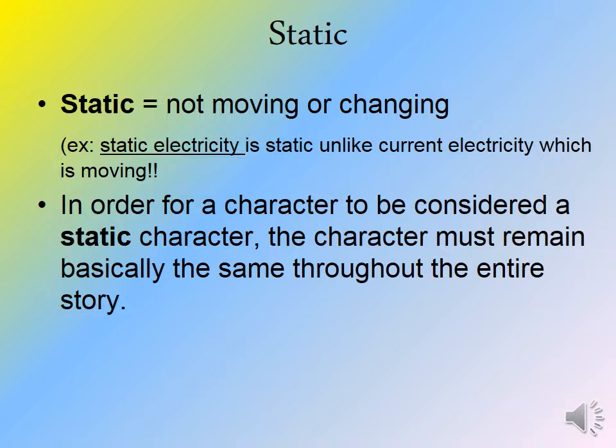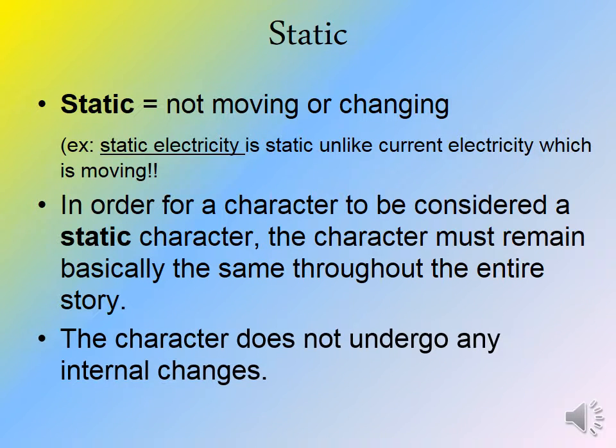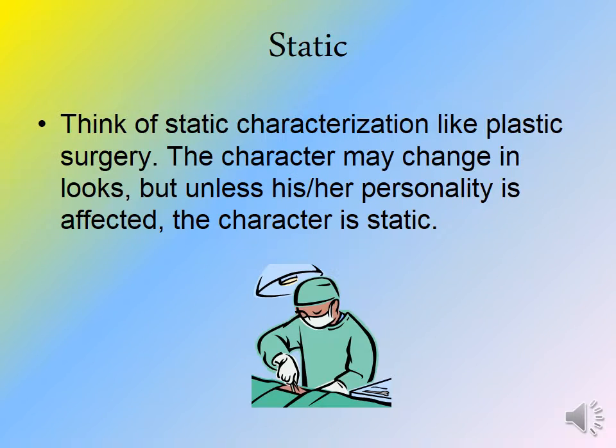The next example we're going to be looking at is what is termed a static character. Now, obviously, static means to not move or not change. And for a character to be considered static, they basically must remain the same throughout the entire story. The character doesn't go through any internal changes. He keeps the same personality throughout the entire plot.